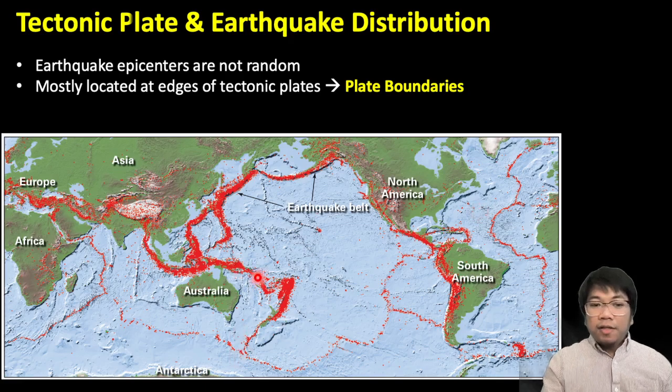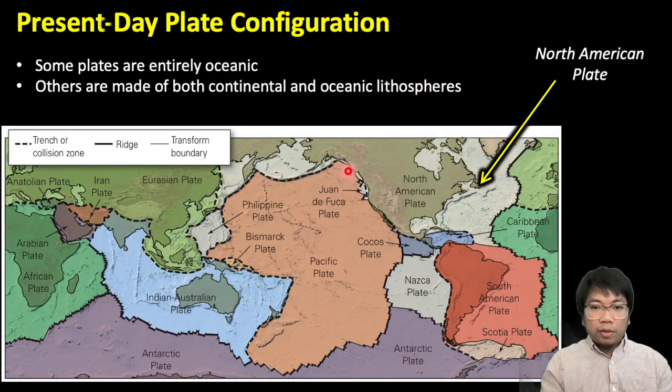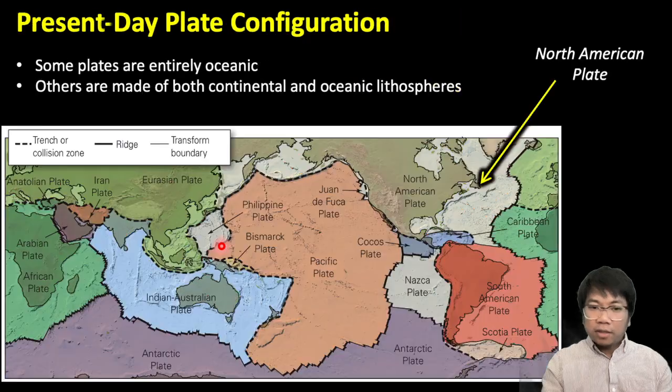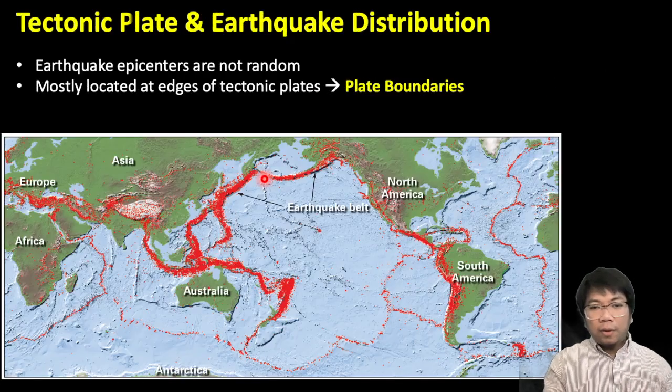An interesting observation that we can make is that if we take a look at these figures, these red dots represent earthquake locations or earthquake epicenters, and you can see that these locations are not random, right? These red dots are actually tracing the edges of tectonic plates. So if I go back and forth between these two figures, you can see that these red dots basically correspond to the edges of tectonic plates, and those edges are called plate boundaries.